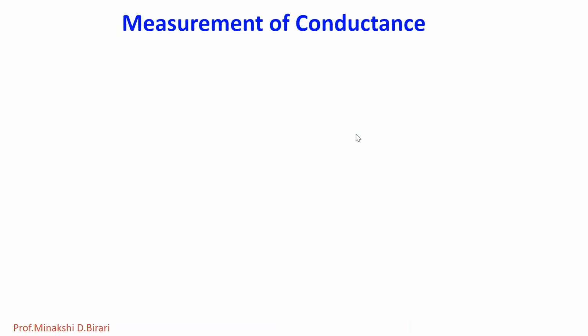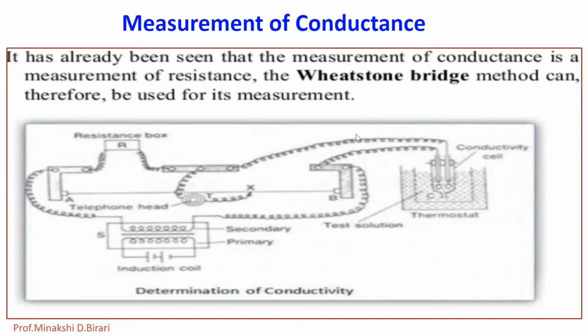Let us see the measurement of conductance by the Wheatstone bridge method. It has already been seen that the measurement of conductance is a measurement of resistance. The Wheatstone bridge method can therefore be used for its measurement. So the determination of conductance is carried out by using the Wheatstone bridge.